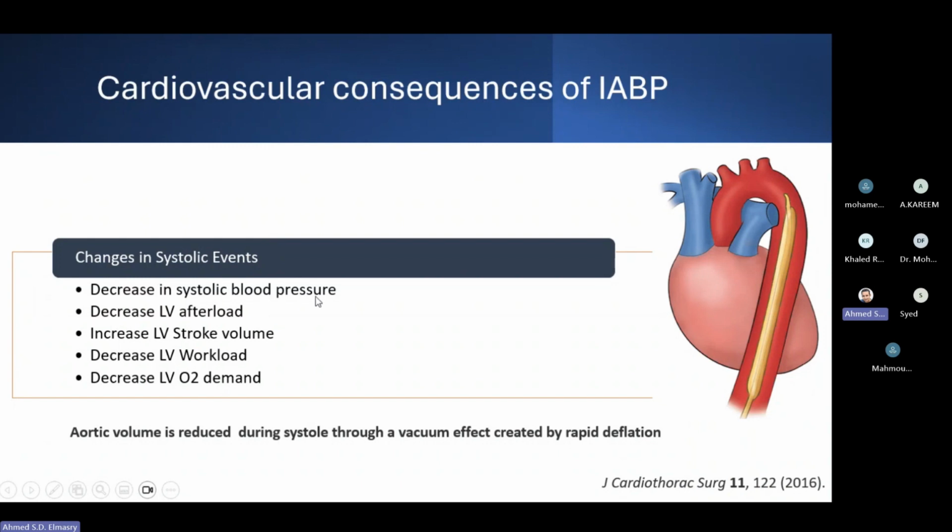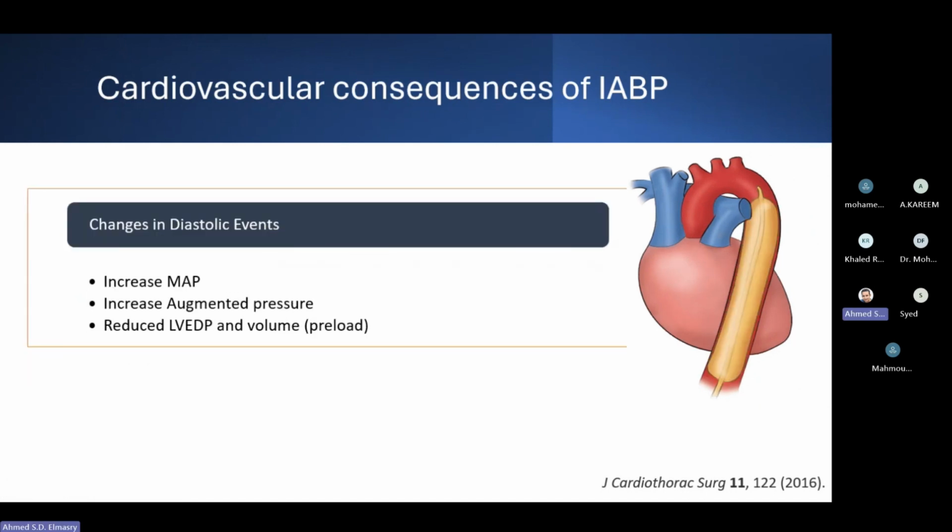Which means that, as we said, the assisted systolic pressure will be decreased, and also in the left ventricle, which will lead to reduction of the left ventricle afterload. And during the systole, reduction of the afterload will improve the left ventricle stroke volume, because the resistance against the failing left ventricle will be reduced. So the left ventricle will be able to improve the stroke volume by ejecting more blood. And during this systolic phase, because of reduction of the afterload, the left ventricle workload will be decreased and the left ventricle oxygen demand will be decreased.